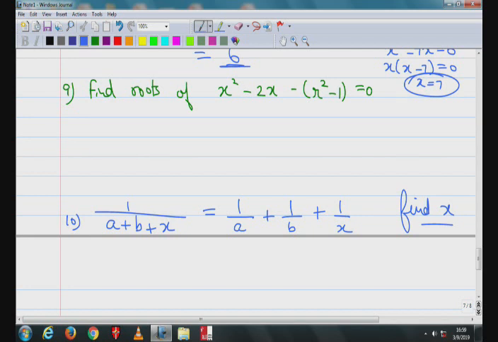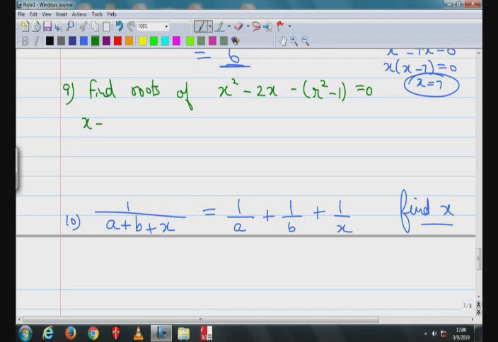1 minus r and 1 minus r. Okay. So have you used the quadratic formula or middle term splitting? Okay, quadratic. Okay, so let us solve this one.